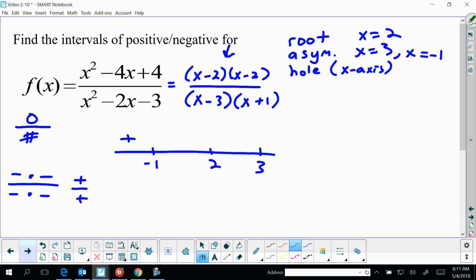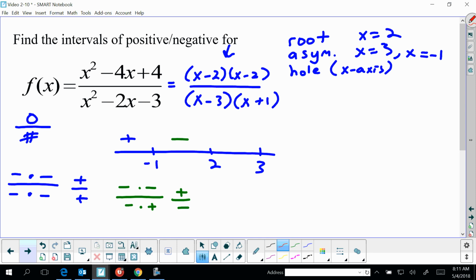So something really easy in the next interval from -1 to 2 would be 0. So if we put in 0 in all the spots, we'd get a negative times a negative over a negative times a positive. Negative times a negative is a positive, positive times a negative is a negative, and when we divide a positive and a negative, we get a negative.